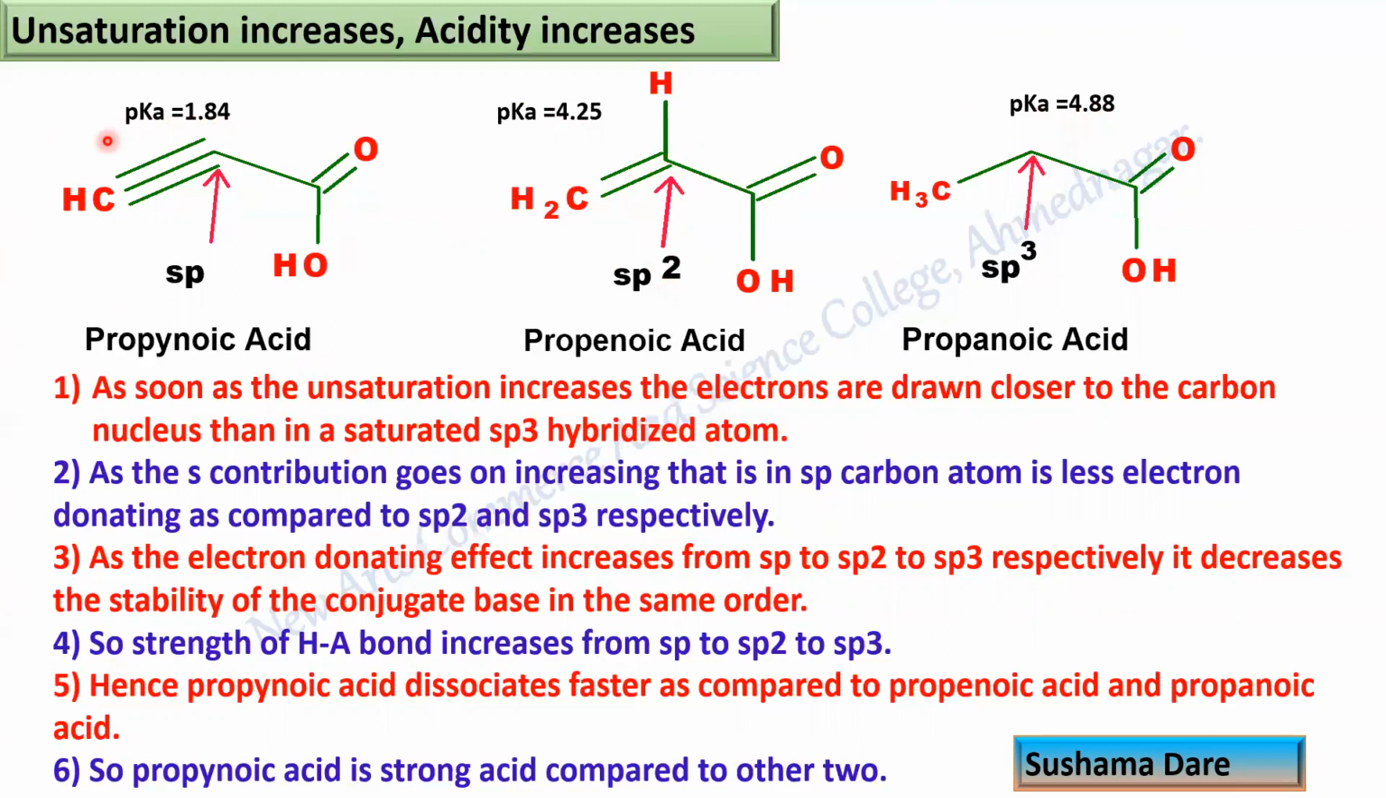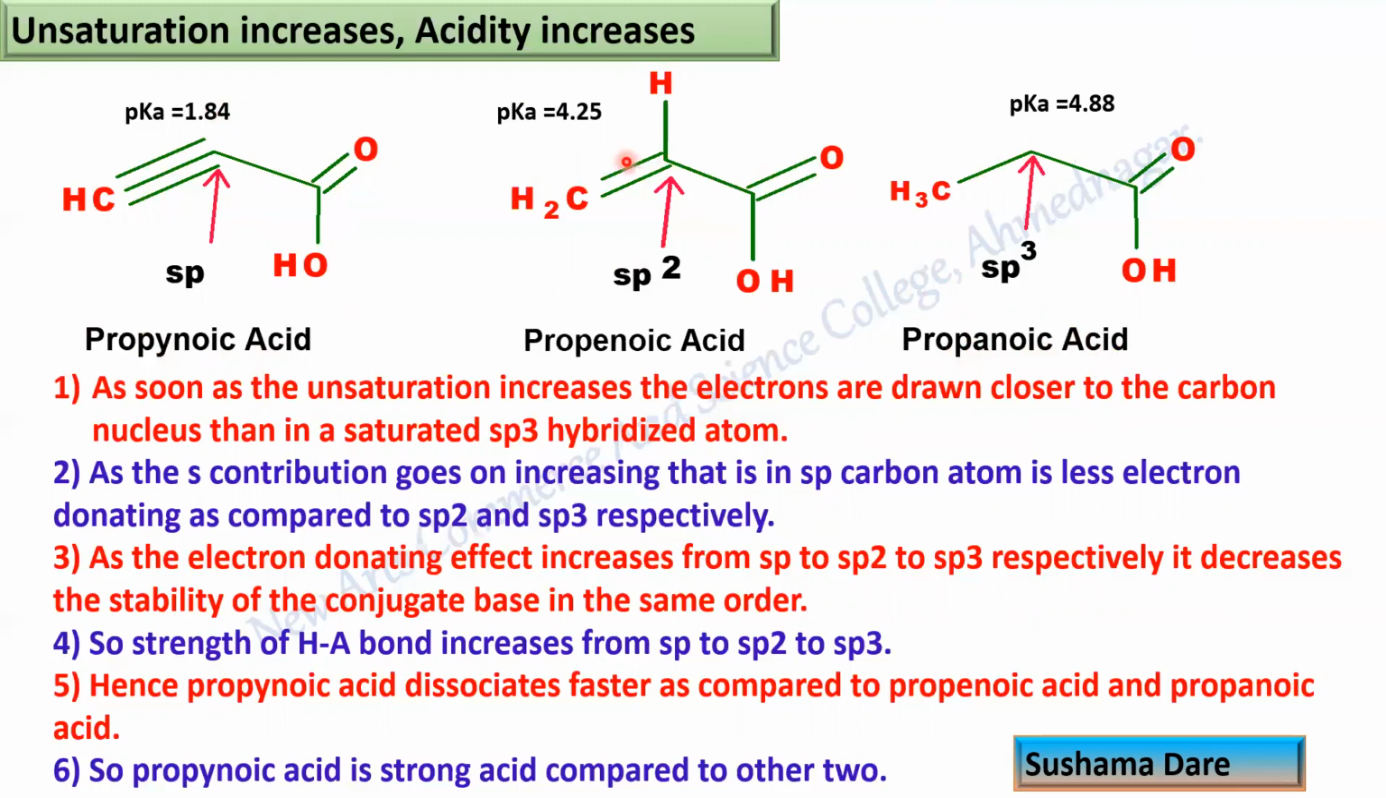So we can say that if an unsaturated carbon is present, then the smaller the pK value, the stronger the acid. For sp carbon, the acidity increases as compared to sp2 and then sp3. What is the name of this compound? As there are 1, 2, 3 carbons, it is a propane chain, and the saturated form of this we call propanoic acid.